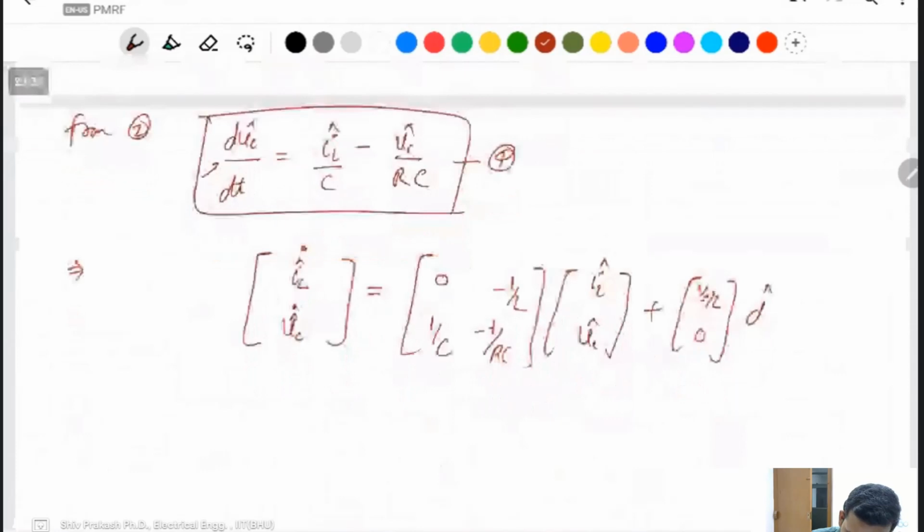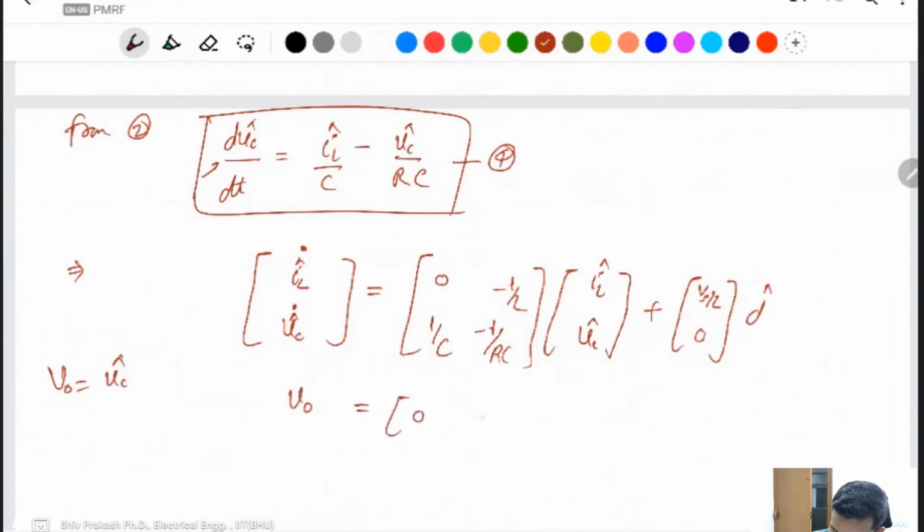And what is the output voltage? The output voltage is the same as the capacitor voltage VC cap. The output you can represent as 0, 1 times IL cap and VC cap.